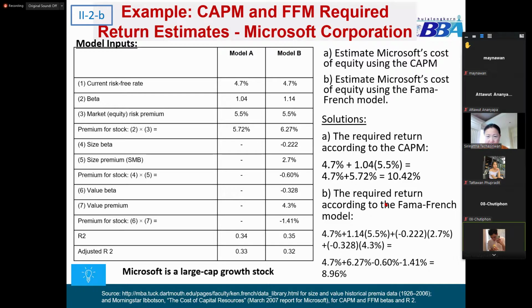Can I ask a question? Why in the real world would it not be negative? For the market beta, right?